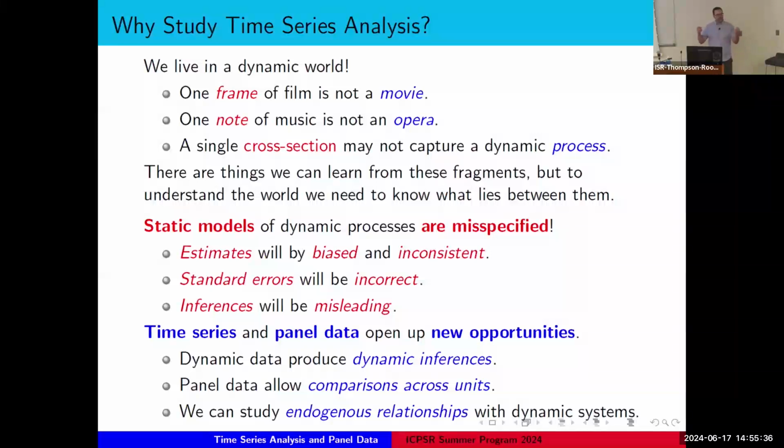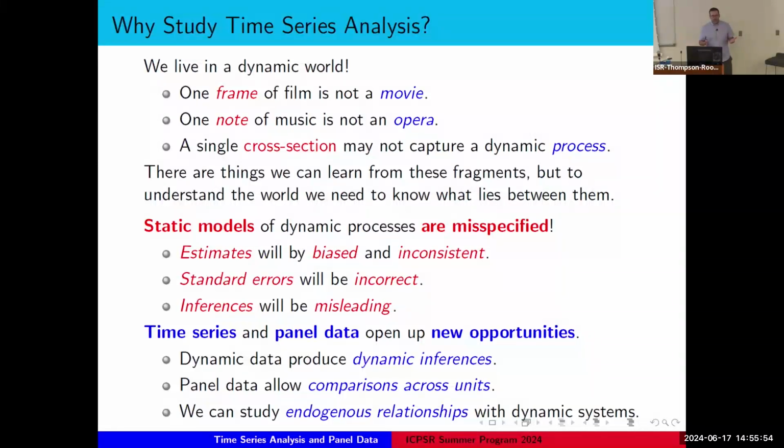This is an essential part of your statistical education. And so you better show up at 8:30 tomorrow. Otherwise, all your models are going to be wrong. Static models are misspecified. Your estimates are going to be biased and inconsistent. Your standard errors are going to be incorrect. Your inferences are going to be misleading.